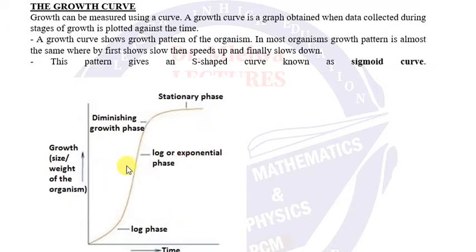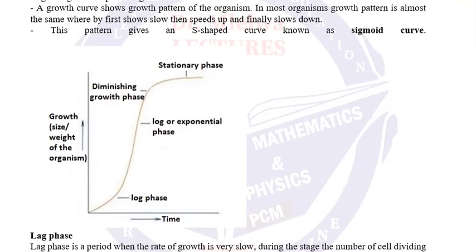Now it is very important to understand the nature of this graph, why it is called S-shaped, or why it is called sigmoid. And it's very important to know the explanation of these stages. What happens in the lag? This is the lag, it's not log. Then it's log or exponential. Then it is diminishing. Then it is stationary. What happens? There are some modifications in some animals, but for your level it's not important to understand those modifications, but it is important to understand this basic graph.